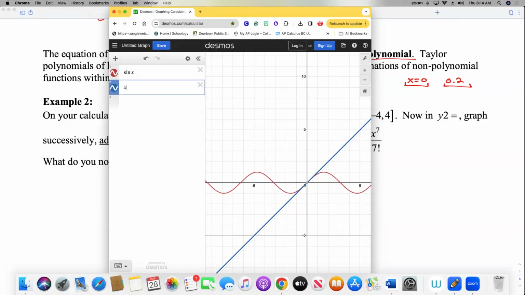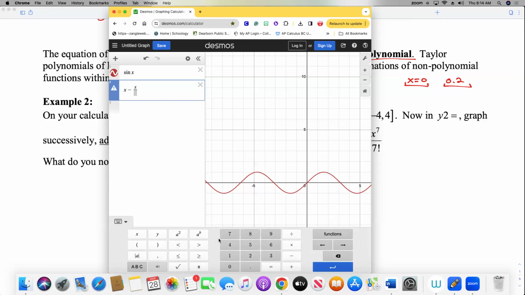So I'm going to go back in my window, and now I'm just going to keep adding the next term. The next term that they told us to add is going to be x cubed over 3 factorial, which we don't have a 3 factorial, so I'm just going to put it in as 6, because that's what 3 factorial is. There's our cubic function.